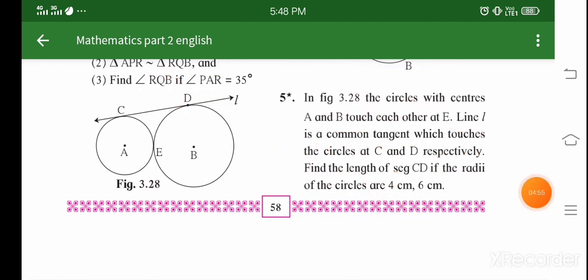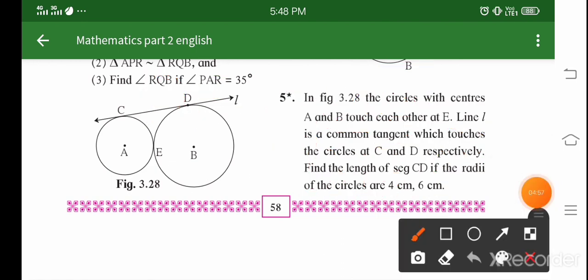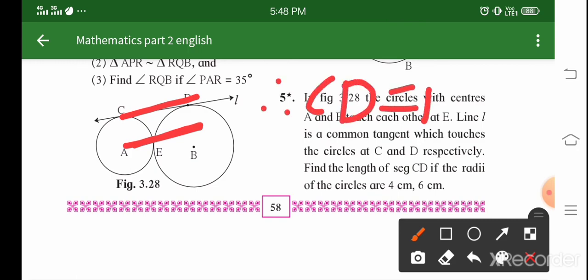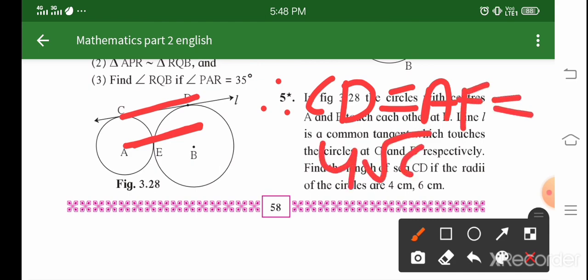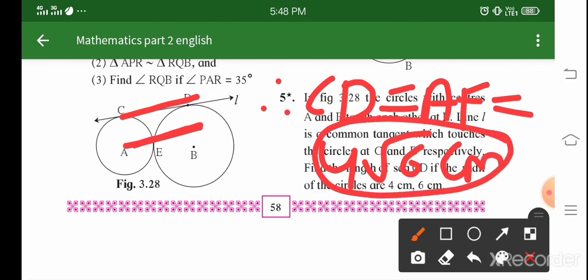So with this we got our value of CD. How? Because I told you opposite sides of the rectangle are equal. So this AF we have found, so this AF and CD are congruent. So similarly you can say therefore CD is equals to AF, which is equals to 4 root 6 centimeter. Okay, so we have completed our question number 5.